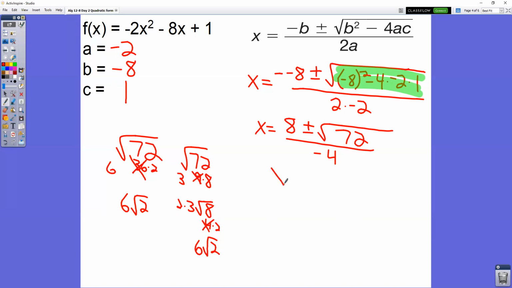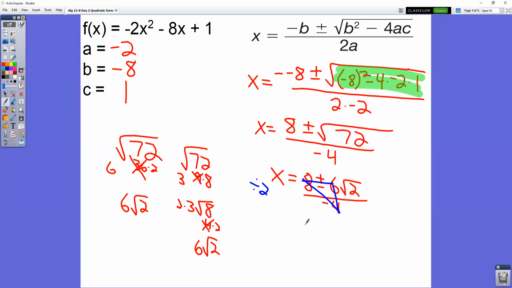So going back to our actual problem, we have 8 plus or minus 6 radical 2 over -4. I just changed my radical 72 into 6 radical 2. Now I can triangle reduce. What's the biggest number that goes into 8, 6, and 4? The biggest number that goes into 8, 6, and 4 is 2. So we're going to divide each of those by 2.